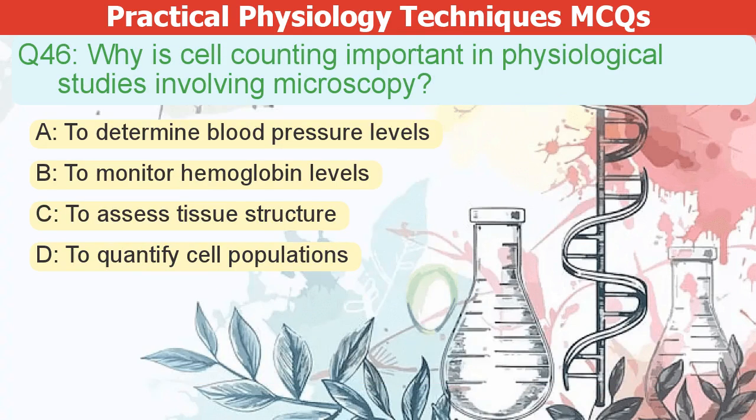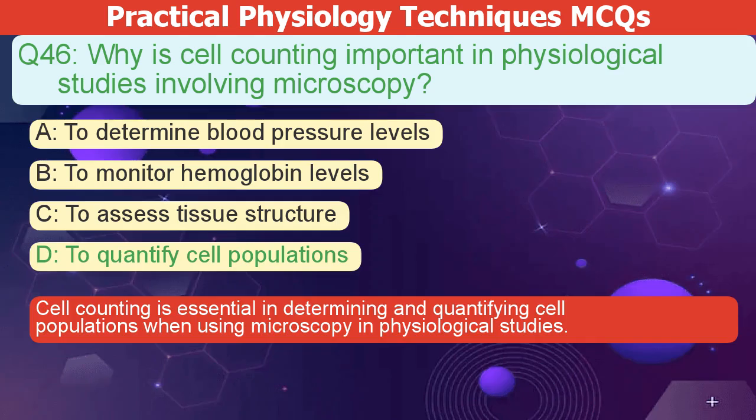Why is cell counting important in physiological studies involving microscopy? A. To determine blood pressure levels. B. To monitor hemoglobin levels. C. To assess tissue structure. D. To quantify cell populations. The correct answer is D. Cell counting is essential in determining and quantifying cell populations when using microscopy in physiological studies.